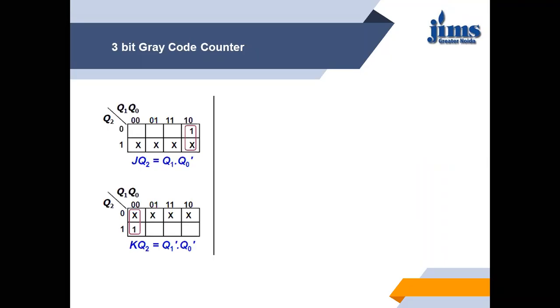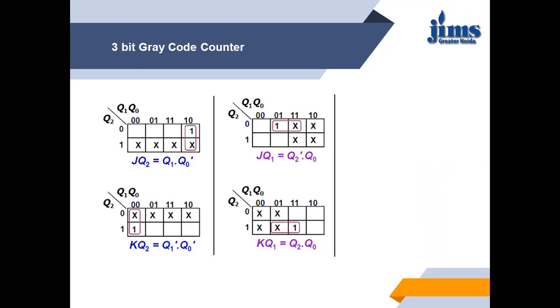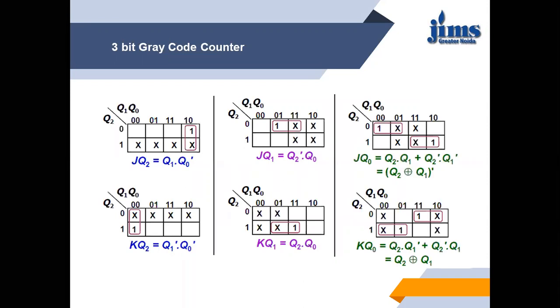So JQ2 comes to be Q1 Q0 bar, and KQ2 is Q1 bar Q0 bar. JQ1 is Q2 bar Q0. KQ1 is Q2 Q0. JQ0 is equal to Q2 XOR Q1 bar, that is Q2 XNOR Q1, and KQ0 is Q2 XOR Q1. So this is how all 6 K maps are solved.